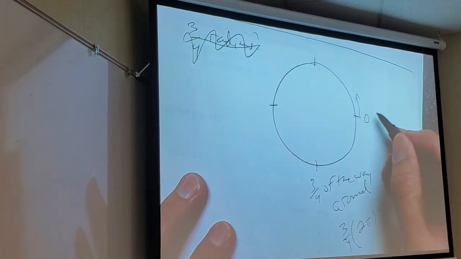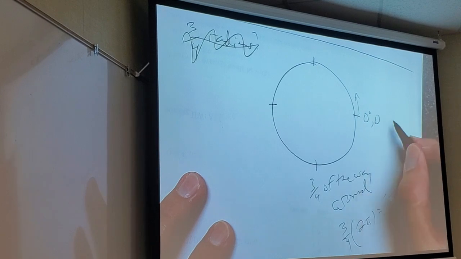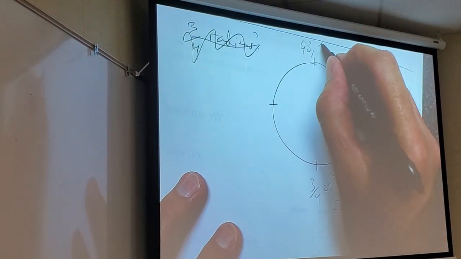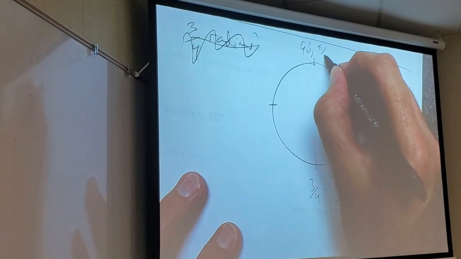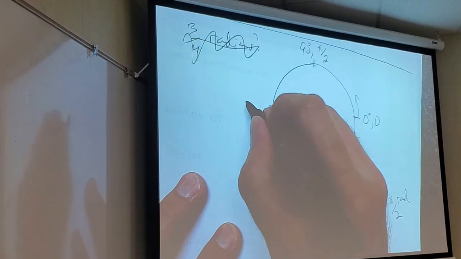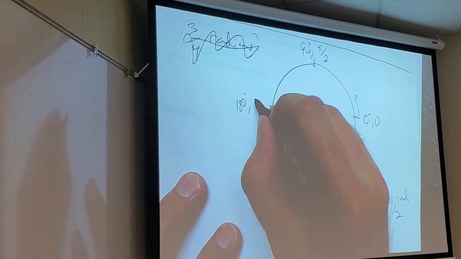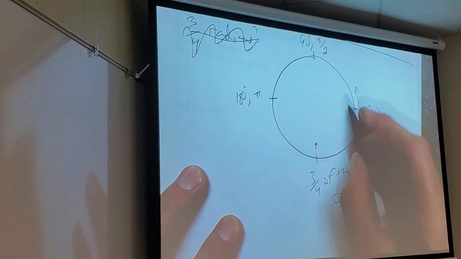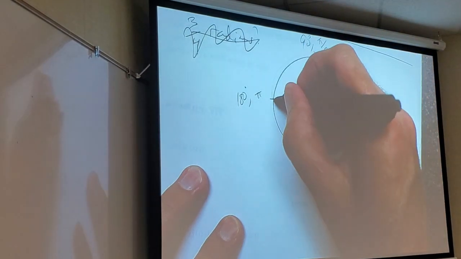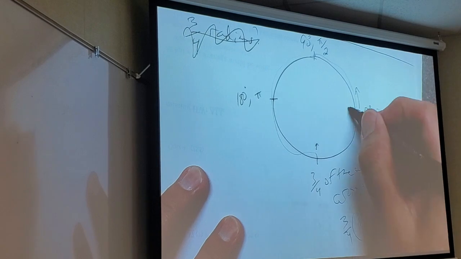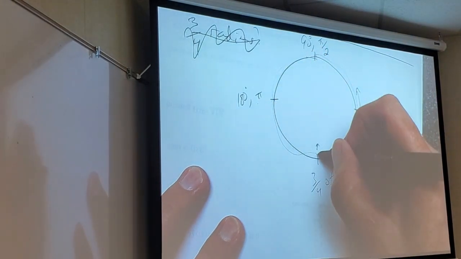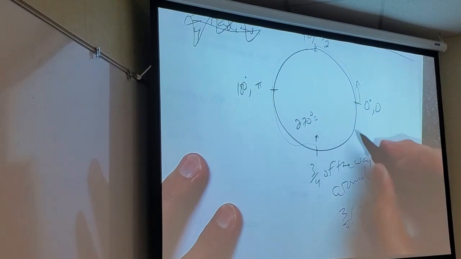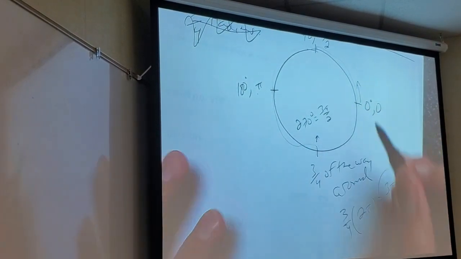So this would be 0 degrees, 0 radians, correct? This would be 90 degrees. How many radians? Pi over 2. Because this is 180 degrees, also known as pi radians. Now 90 plus 90 is 180, plus 90 is 270. But now we know what it is in radians: 3 pi over 2. Now, real quick, why does that make sense?